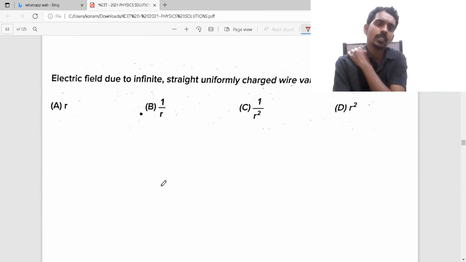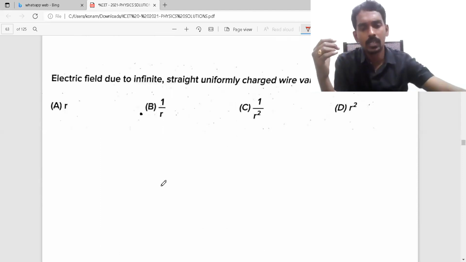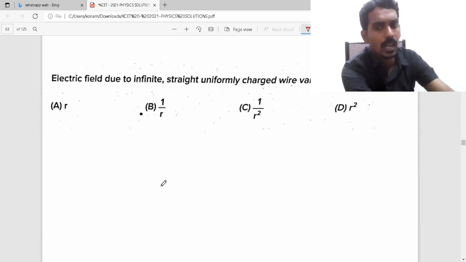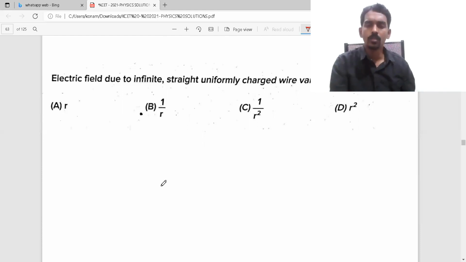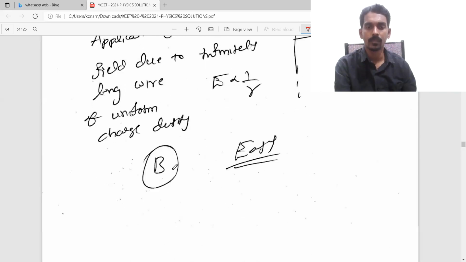Now, electric field, this is a direct formula based on Gauss law application. So what is the electric field due to an infinitely long uniformly charged wire? That field is 2k lambda by r. That's why E is inversely proportional to r. Direct formula. So if you know this formula, then you can answer it easily.